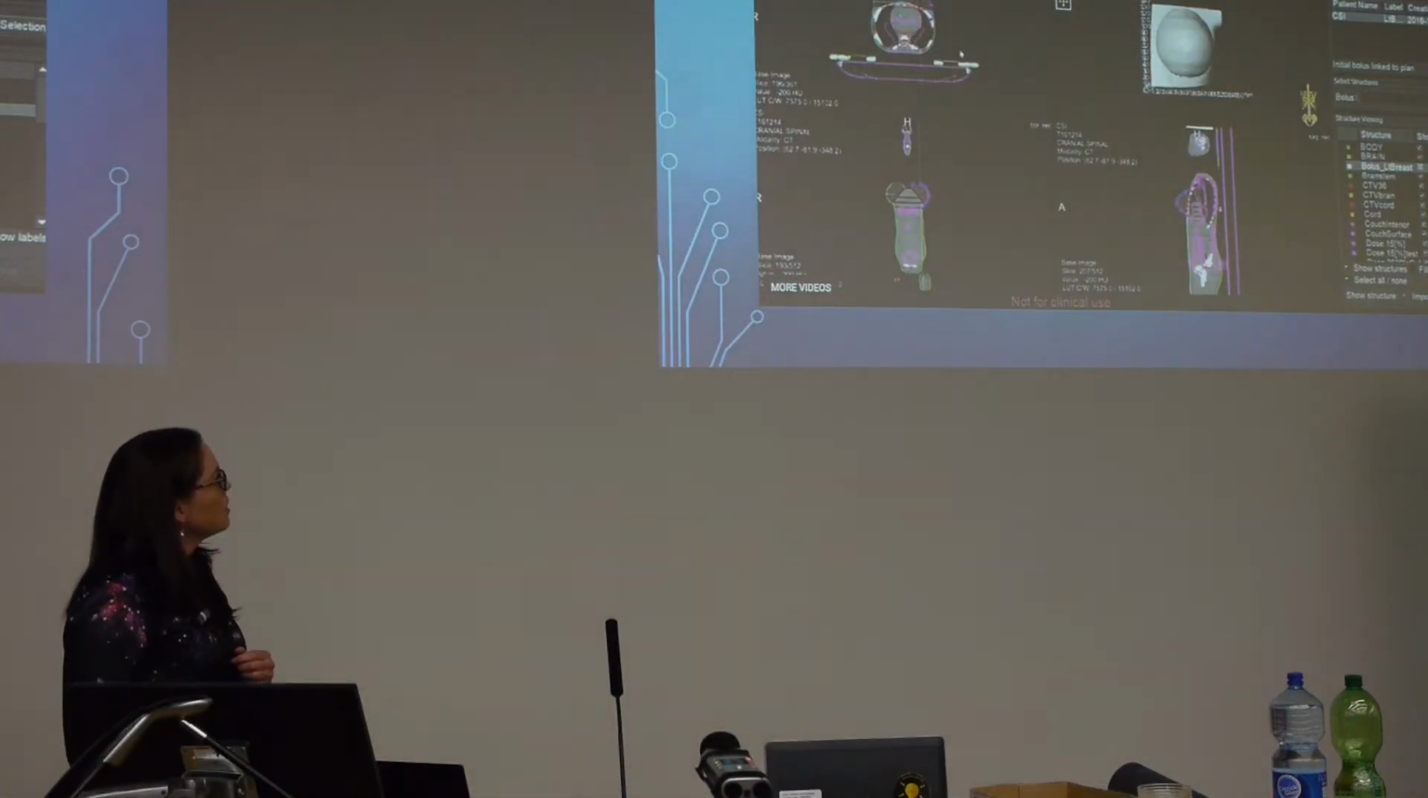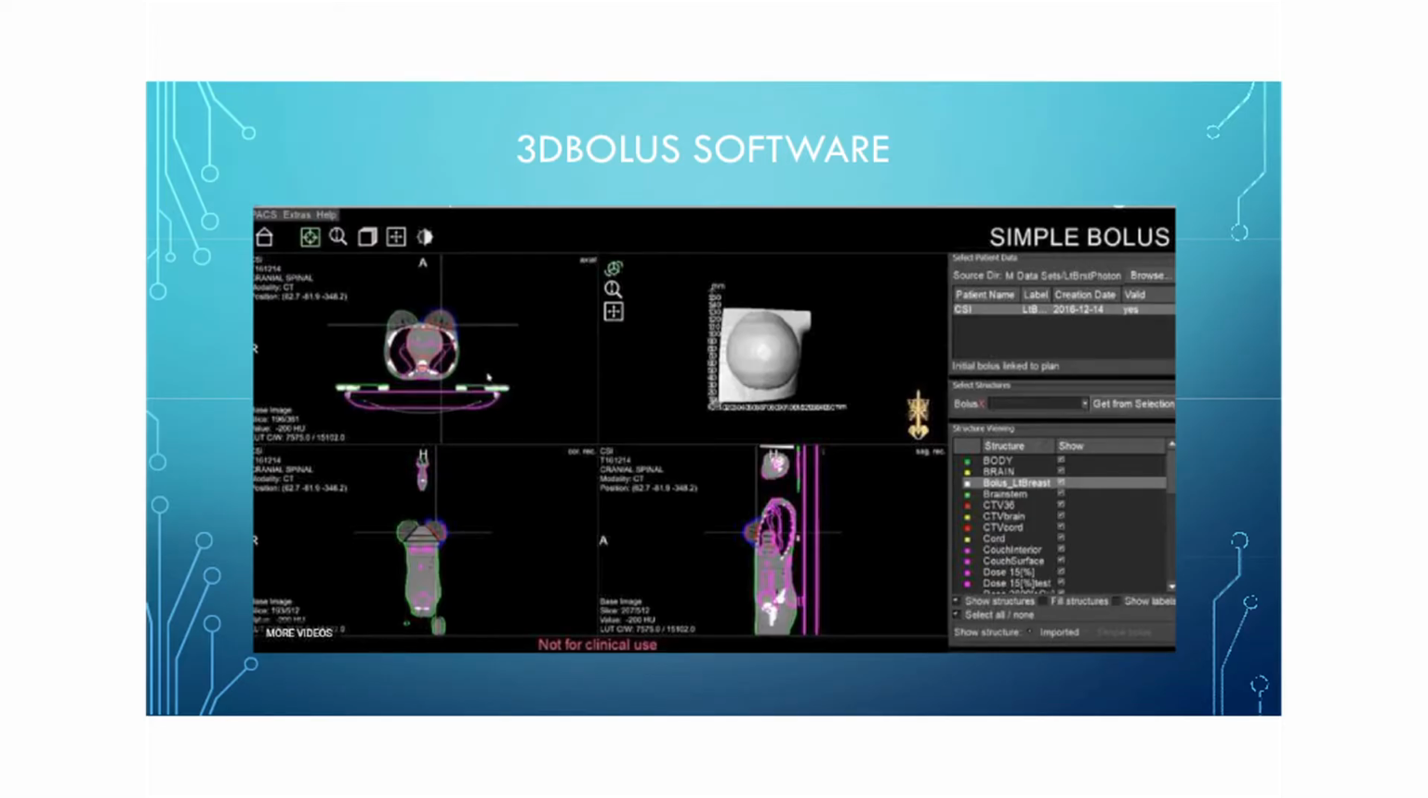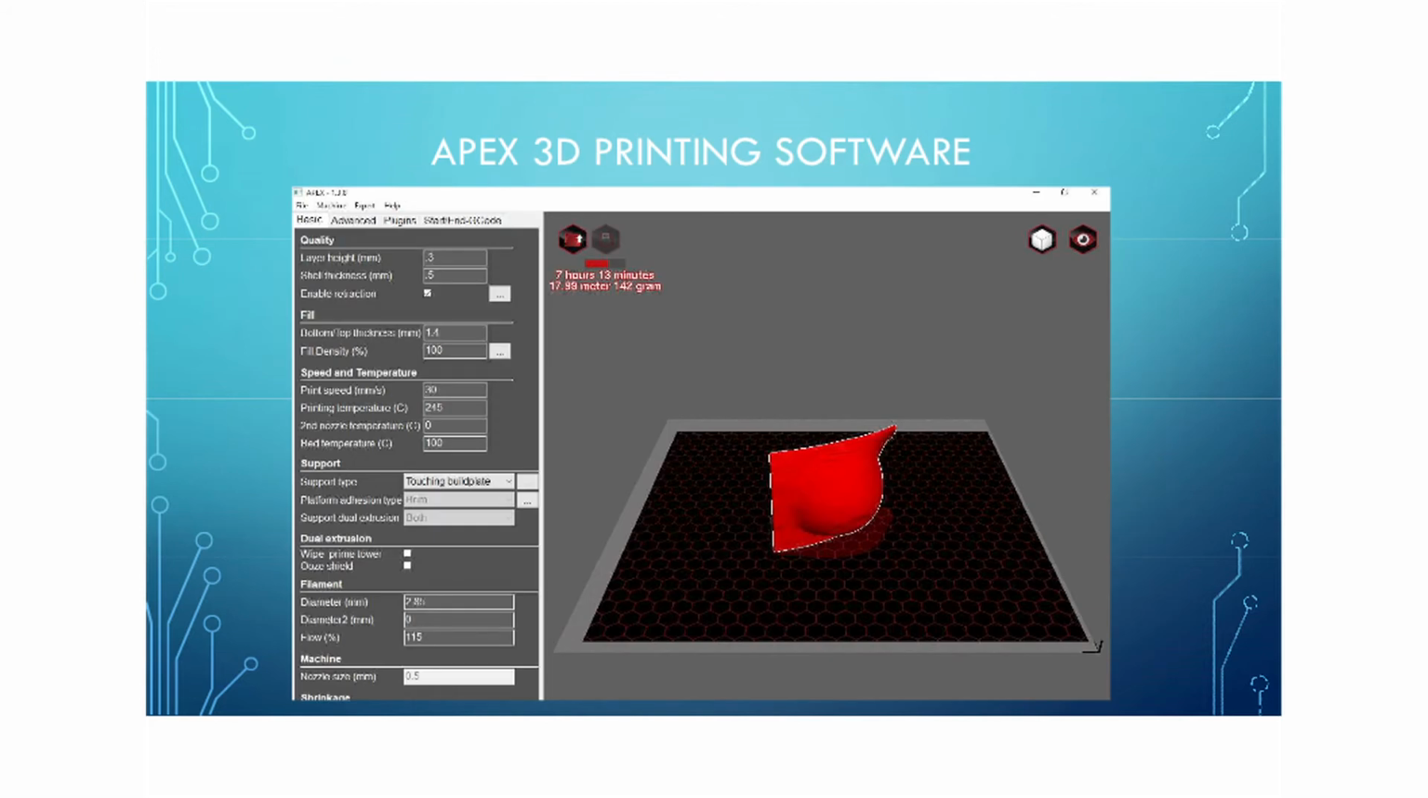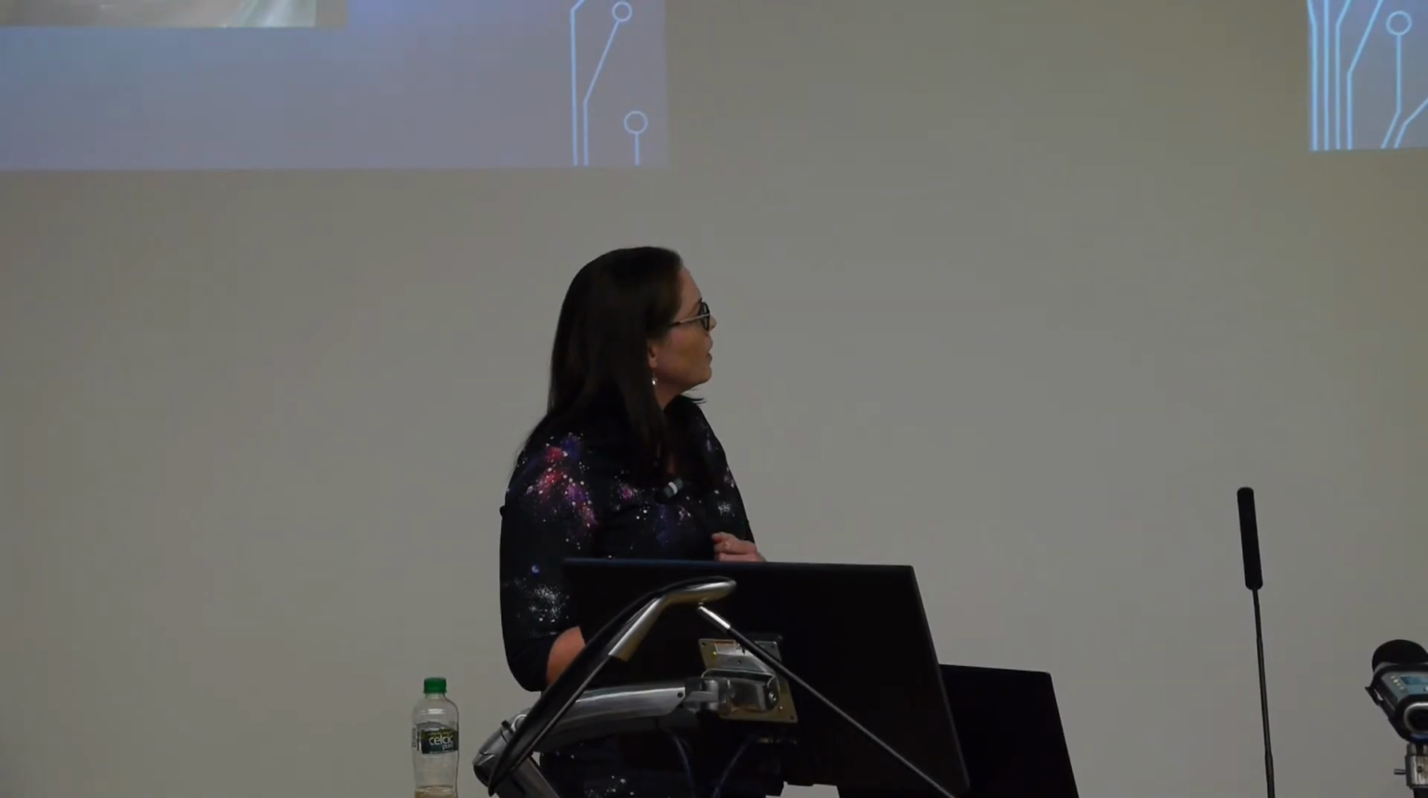This is what it looks like in the system, printing it. And obviously, this is a medical grade 3D printer, so it's really important that you get consistent density out of it, because you're assuming that it's essentially tissue equivalent or a known density, and it has to be reproducible. But we do CT all our 3D bolus that we make to ensure that it has worked in the printing process.